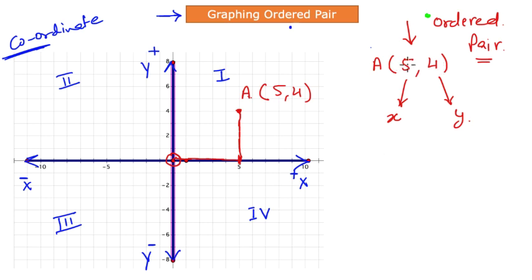There are two values. The first value is always the x value and the second value is always the y value, right? So this is value 1 and this is value 2. Hence, the values of point A are known as the ordered pair, and it always appears in this order: first x, then y.